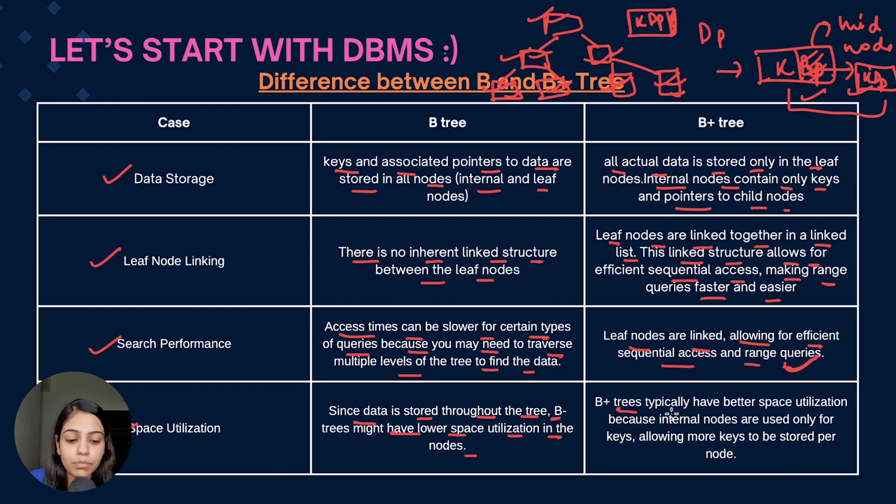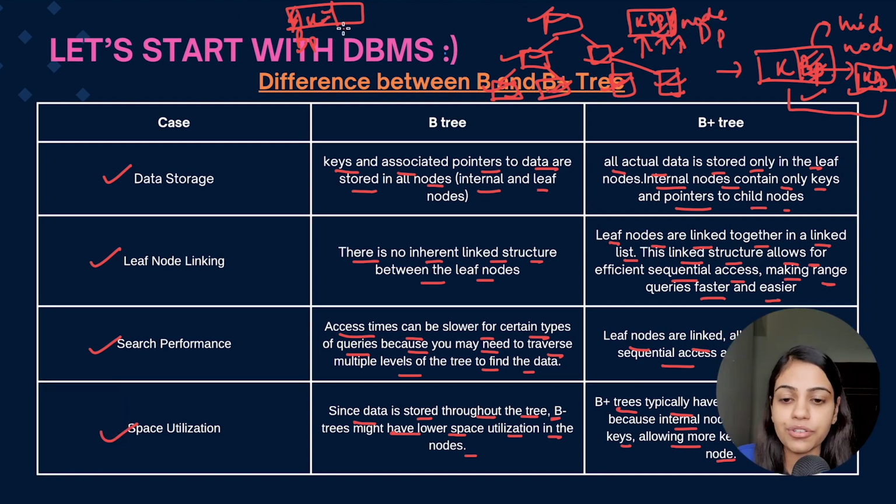Now coming to B plus tree. So B plus tree typically has better space utilization because internal nodes are only used for keys, allowing more keys to be stored per node. So here in B tree you have to store key, data pointer, block pointer, but in B plus tree you have to only store a key and then the block pointer. Since the data pointer is not stored here, the space which the data pointer occupies in the node won't be needed. So here we can store more keys because there are no data pointers, but here since we have a data pointer associated with a key, there is very little space and very few keys can be stored in a given node. So these are some of the basic differences between B and B plus tree.